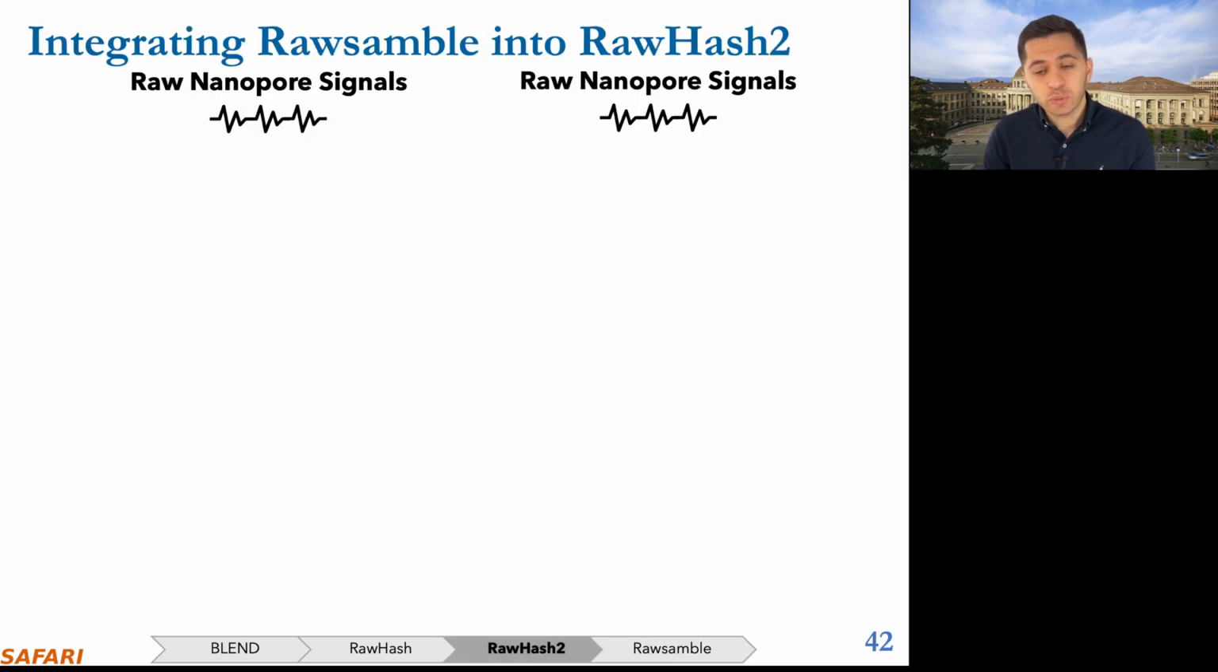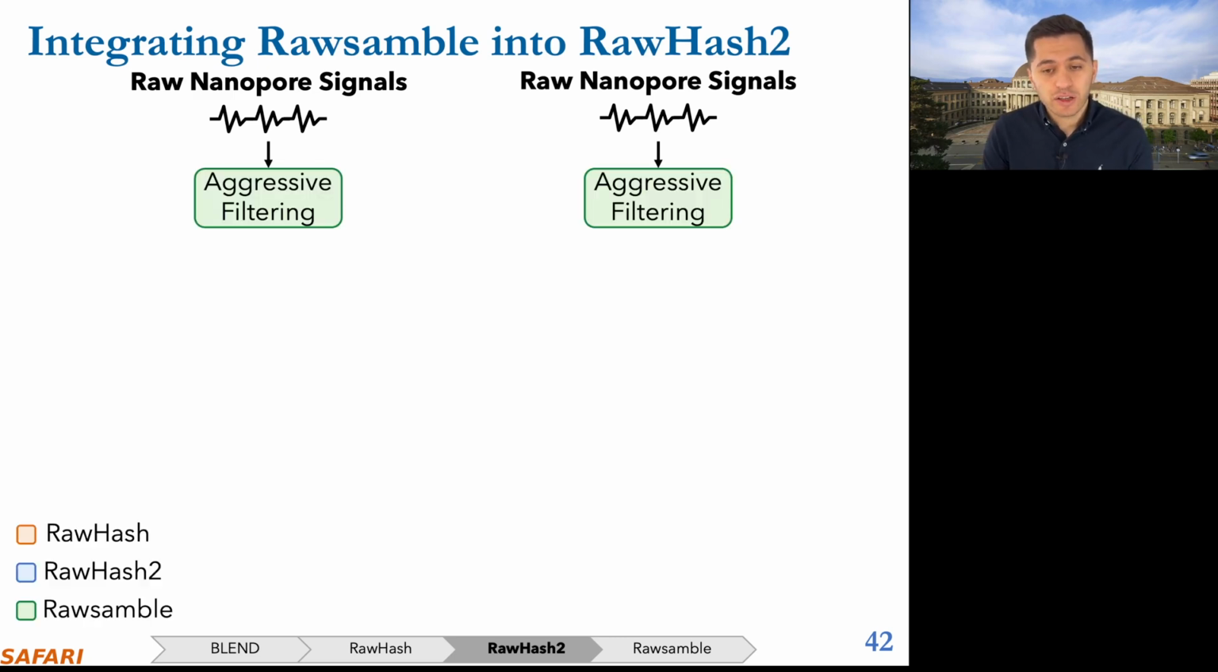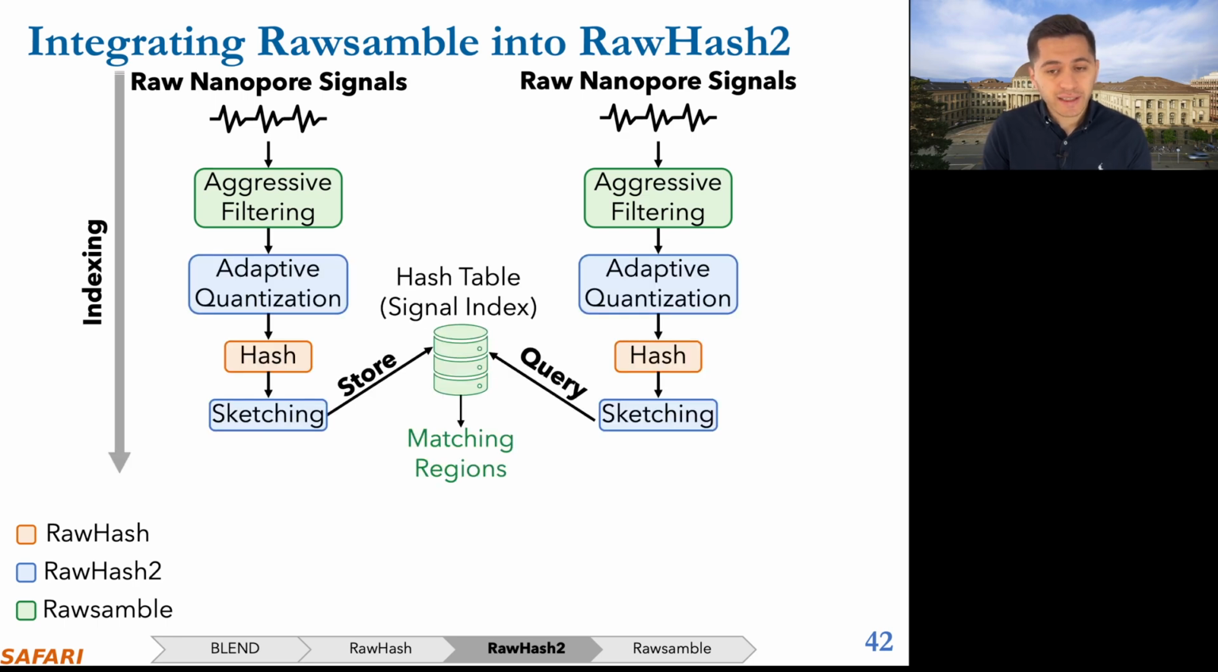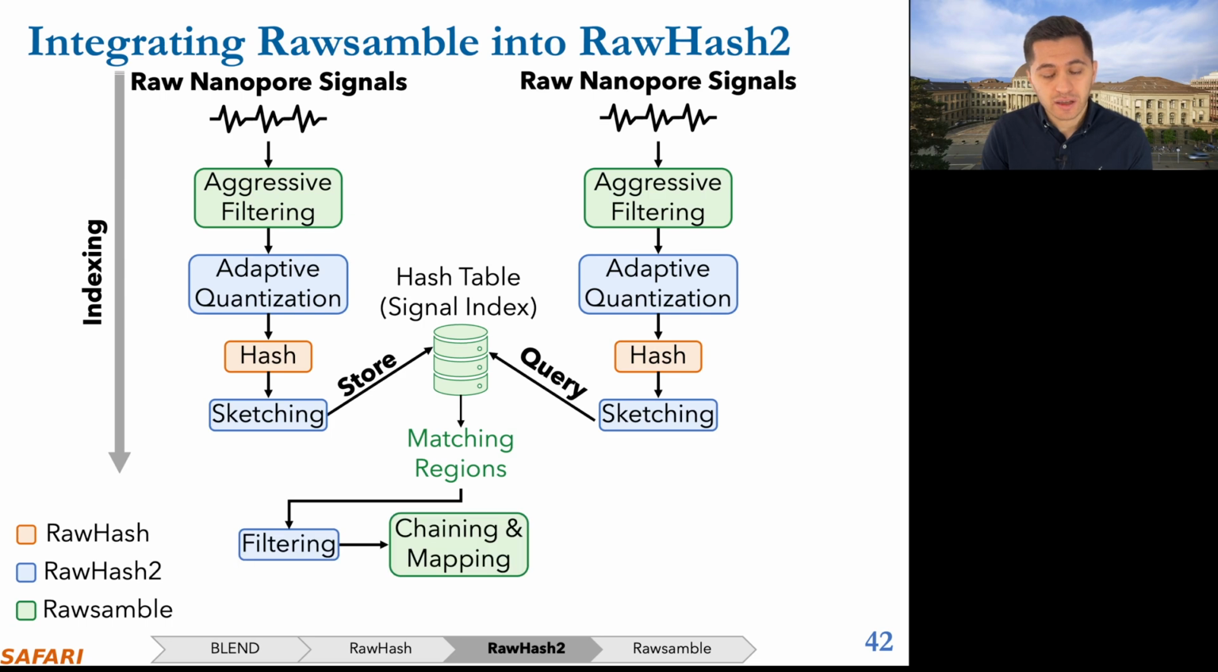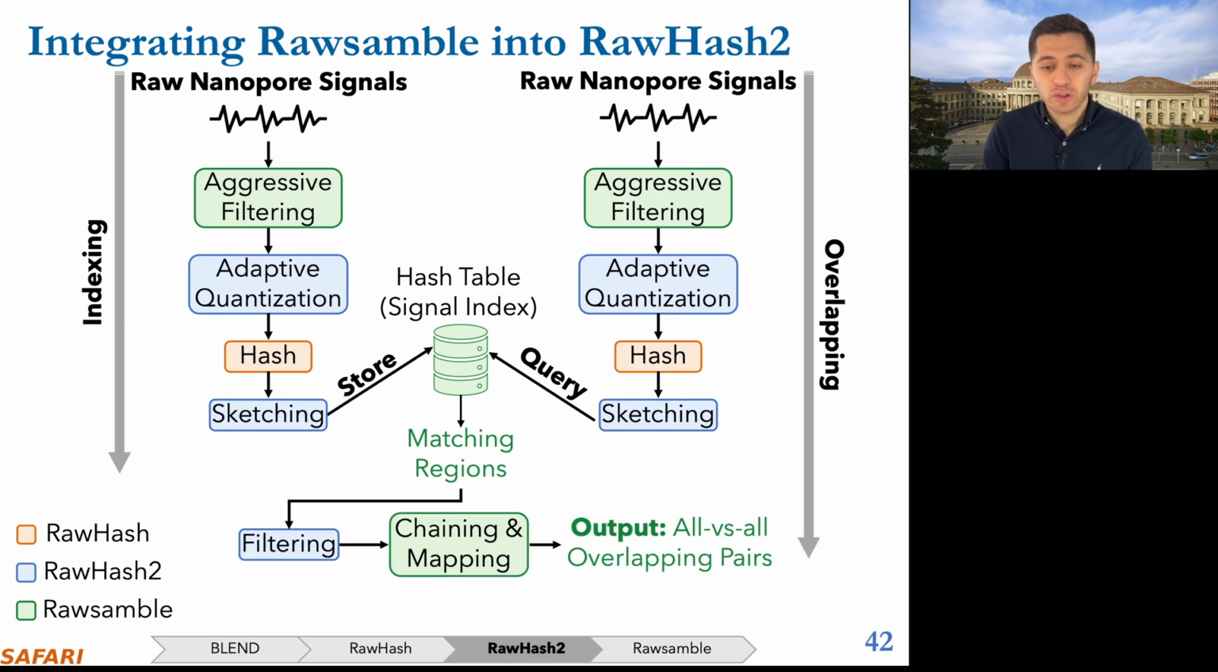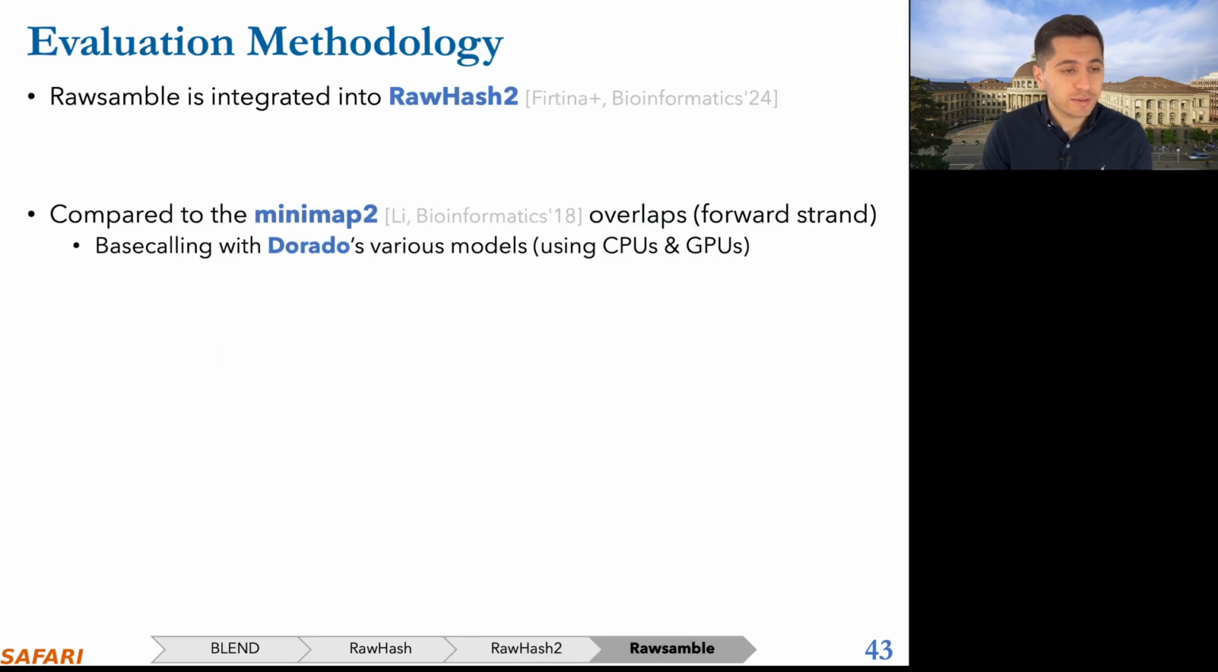We integrate the improvements made in Rawsamble into the RawHash2 pipeline as follows. We perform aggressive filtering on both target and query signals, followed by the existing quantization, hashing, and sketching steps in RawHash and RawHash2. The index contains hash values from raw nanopore signals instead of reference signals. From matching hash values, we identify many highly accurate chains and report these chains as all versus all overlapping pairs. These overlapping pairs can be directly used by off-the-shelf assemblers to construct de novo assemblies.